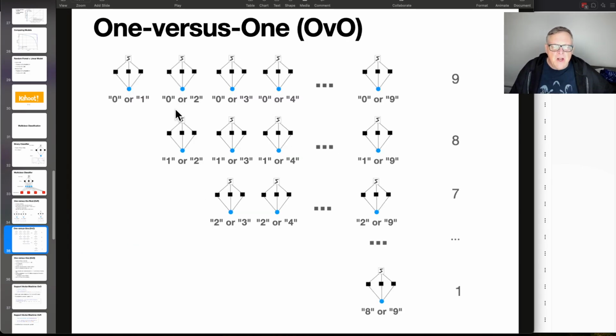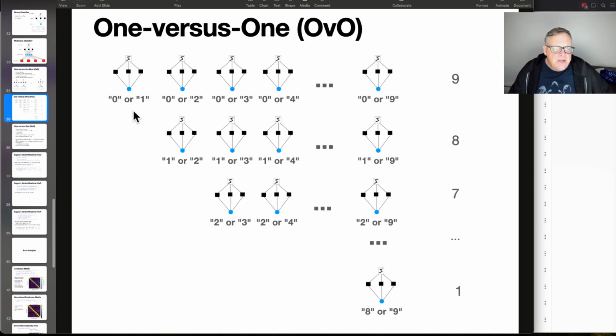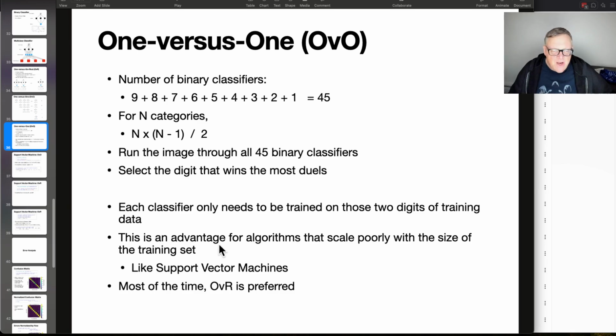Another way is 1 versus 1, where you only keep the data that's 0 or 1, 0 or 2, 0 or 3, 1 or 2, 1 or 3. So you end up with about 45 classifiers here, and then you combine the output of all of them to decide the result. Run it through all 45 classifiers and select the digit that wins the most duels. So you say it's more likely to be a 0 than a 1, more likely to be a 0 than a 2, more likely to be a 0 than a 3. You count how many times 0 wins, how many times 1 wins, and so on. That's one way to do it.